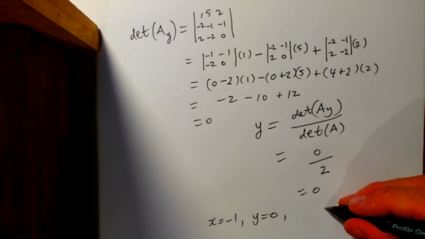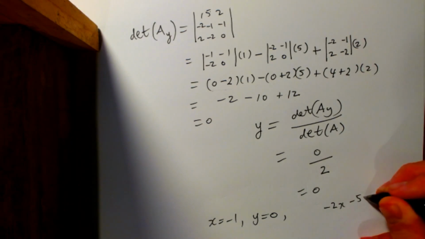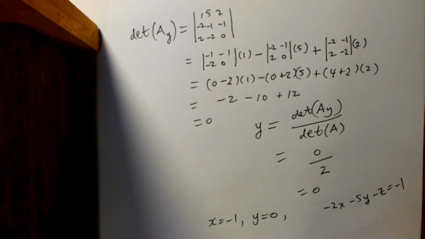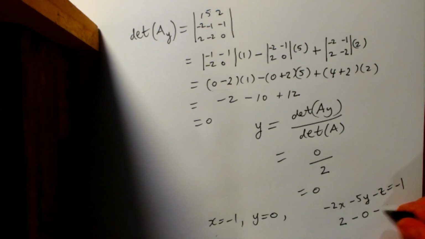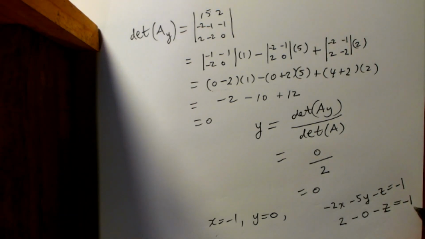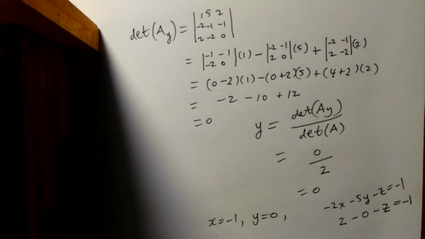Alright, so just taking the second equation. The second equation is minus 2x minus 5y minus z is minus 1. So I can substitute these in there and get z and save myself the calculation of that third determinant, the determinant of A subscript z, right? And that might be reasonable at this point. Okay, so let's go ahead and do that. So minus 2 times minus 1 is 2. 5 times 0 is 0, so minus 0 minus z equals minus 1. Okay, so taking the minus z over to the right hand side and the minus 1 to the left, we've got z is equal to 2 plus 1 is 3.